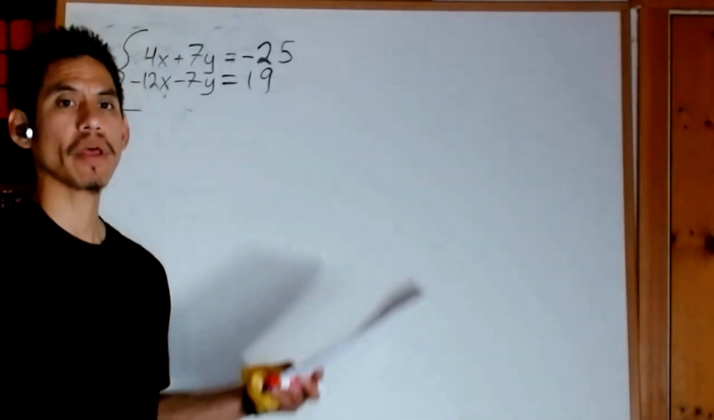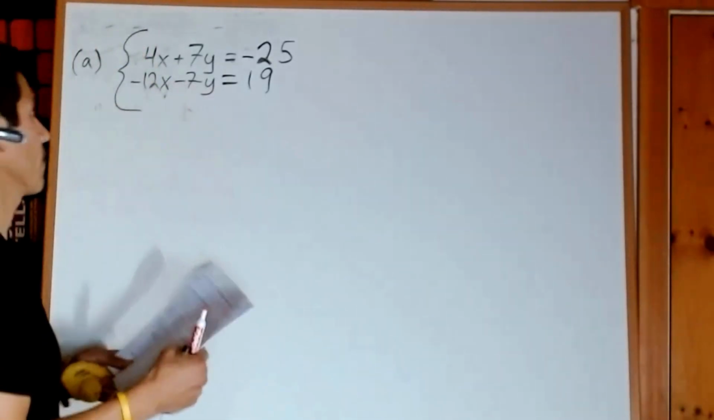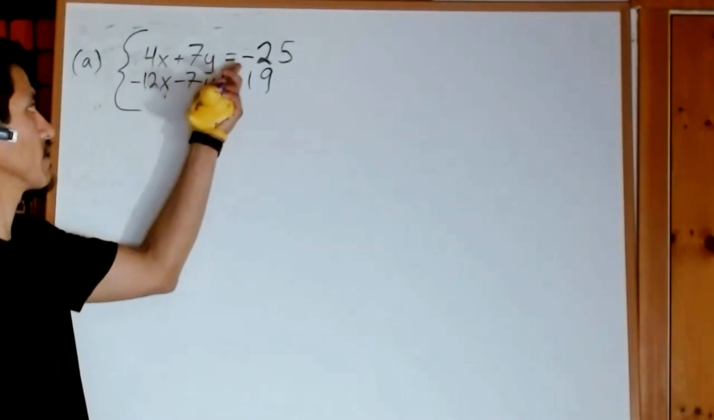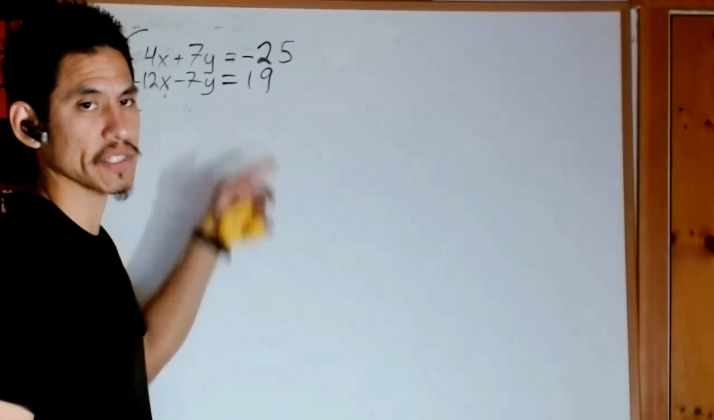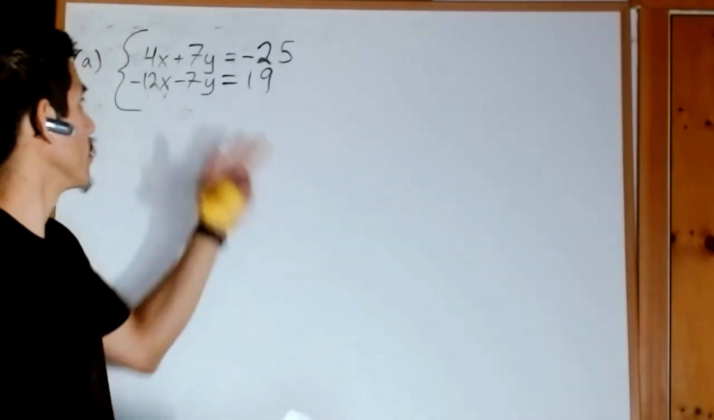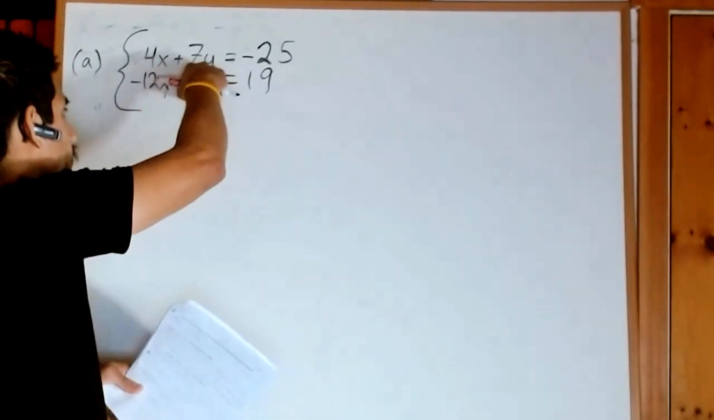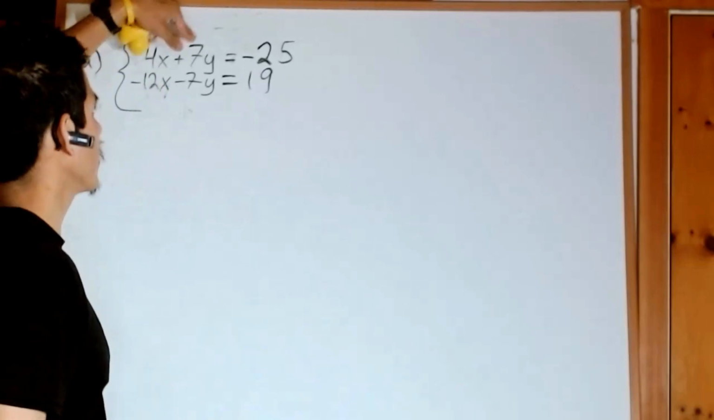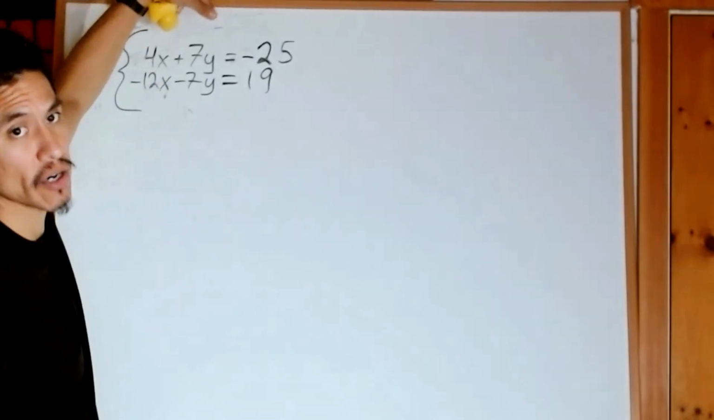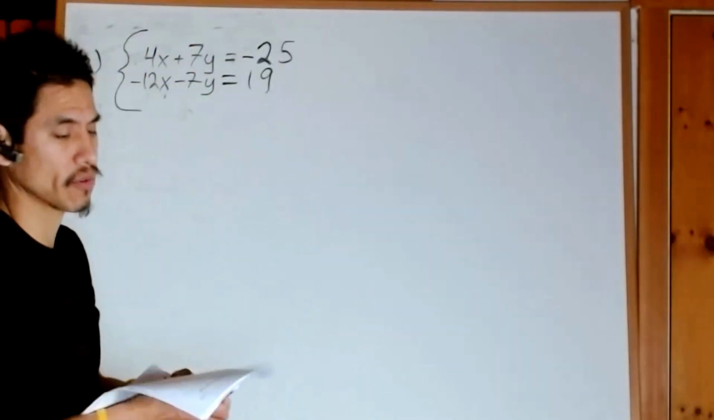Okay, so I'm going to go over how we can use the elimination method for solving systems of linear equations. So let's look at this first example. We have 4x plus 7y equals negative 25 for the first equation, and negative 12x minus 7y equals 19 for the second equation. So the idea with the elimination method is to find a way to eliminate one of the variables in one of the equations by either adding or subtracting the entire other equation to it. Sounds a little confusing, but let's go through it.